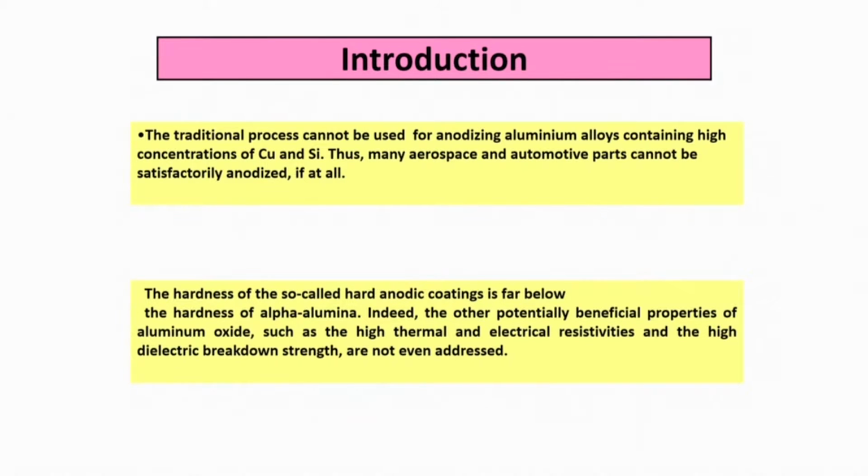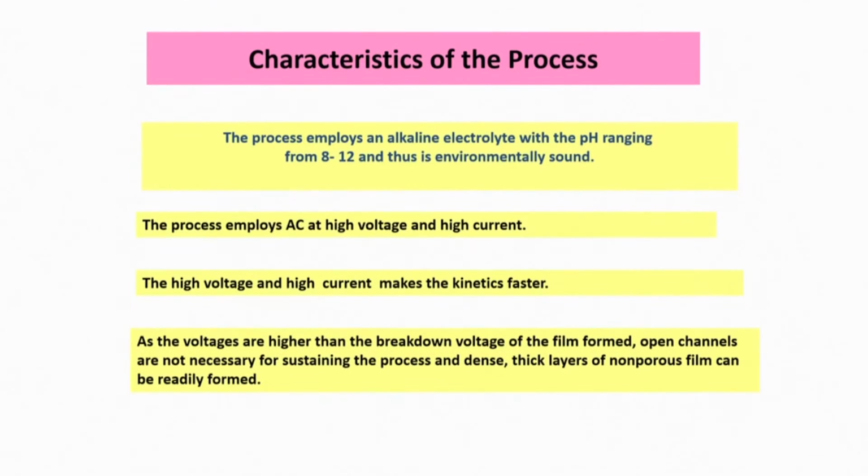It can be applied on the surface of metals like magnesium, titanium and also aluminum, which are very prone to oxidation. So, this micro arc oxidation is a very important and recent technique.